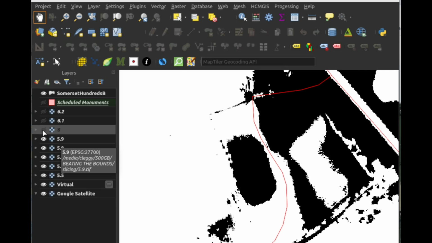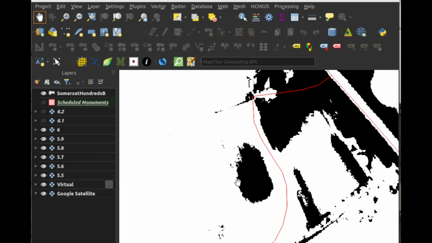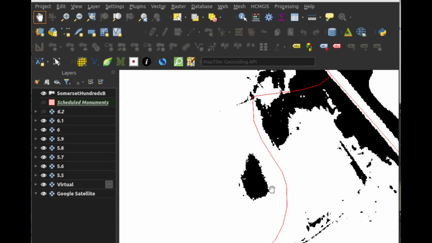So if we go up to 6, oh, it's still higher, look. It's still higher. So this is going up by 4 inches at a time. If we go to 6.1, oh, it's still higher.